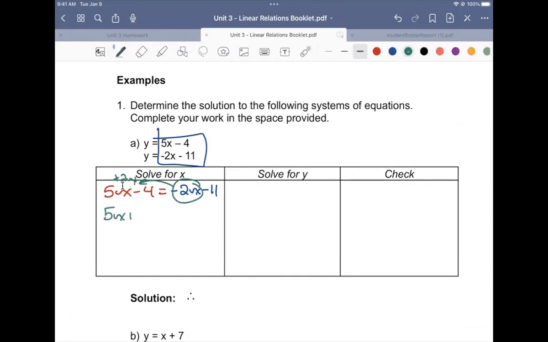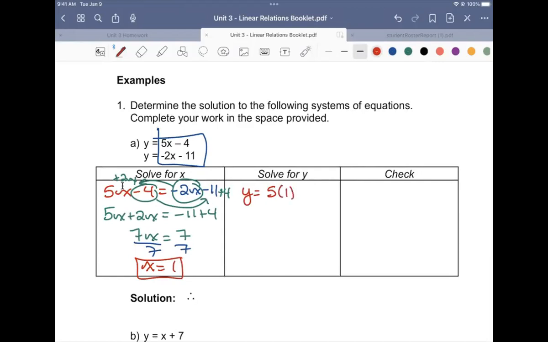So I will get 5x plus 2x is equal to, bring my negative 4 over to become positive 4, negative 11 plus 4. I'll get 7x is equal to 7, which means if I divide both sides by 7, I get that x is equal to 1. If I substitute that back into one of my equations, I'll get y is equal to, I'm going to use the first equation, 5 times 1 minus 4 is equal to 5 minus 4 is equal to 1. This means that now I have both the x and y value.